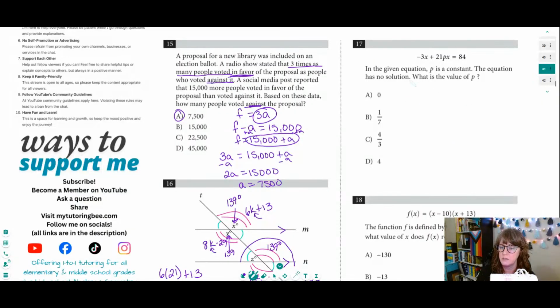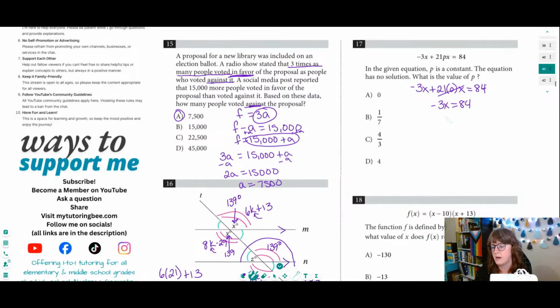So we'll start with 0. So negative 3x plus 21 times 0, x equals 84. Oops, 84. All right, well, 21 times 0 times x, no matter what x is, that's gonna be 0, so that just gets rid of that term. So we've got negative 3x equals 84, and then we can solve this.